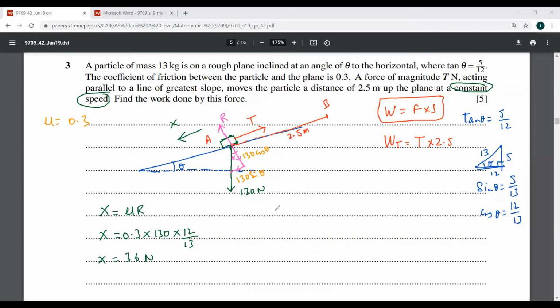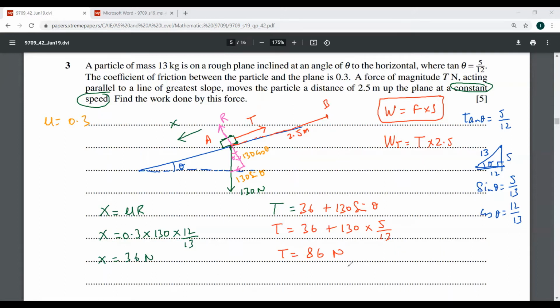So now, if you people allow me, this T can be written equal to this X, which is 36, plus this 130 sine theta. Am I right, guys? So this T is going to be 36 plus 130 times sine theta, which is 5 by 13. So this is 50 and 36. That is going to be 86. Yes. So T is 86 newtons.